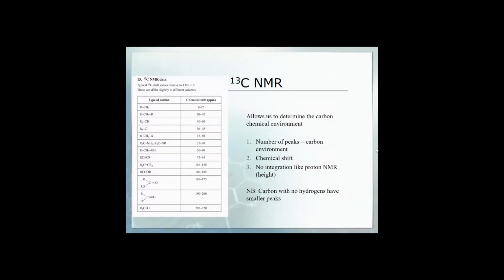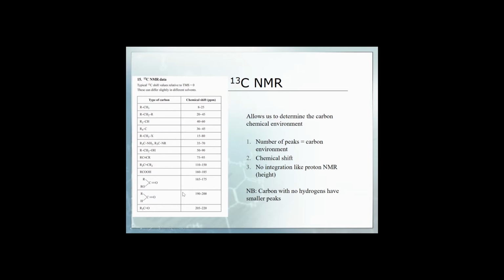Now with our proton NMR, we actually use the height to determine how many hydrogens there are, but we don't do this for carbon. An interesting side note is that when there are no hydrogens, they generally have smaller peaks. So that's something to help us when we're deciphering what's going on.